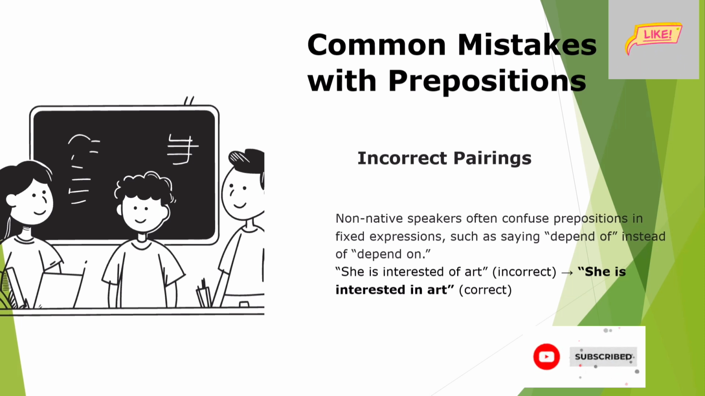Let's break down common mistakes with prepositions in a way that is clear and easy to understand. Number 1, common mistakes with prepositions. Non-native speakers often make mistakes with prepositions in common phrases or fixed expressions. For example, people sometimes say depend off when the correct phrase is depend on. Common mistakes like: I depend off you. This is incorrect. I depend on you. This is correct. She is interested of art. This is incorrect. She is interested in art. This one is correct.